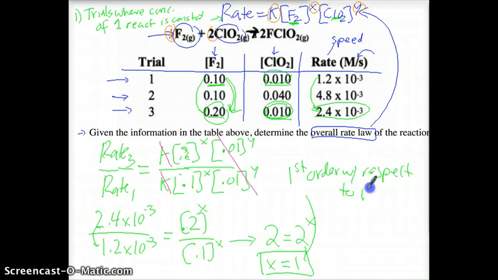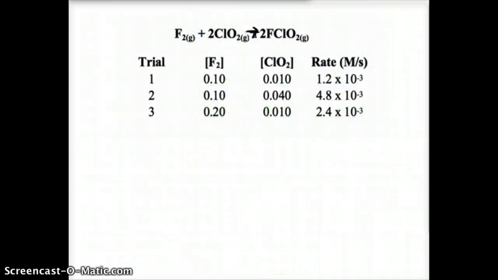Now, I don't want you to get bogged down in the math too much because we're going to get a lot of practice with it. But conceptually, what you should be able to see here is when I increased the concentration of fluorine, that made the rate faster. It doubled it when I doubled it. Okay? But now I need to figure out what y is. So let's go ahead and figure out y. We'll do that on the next page.